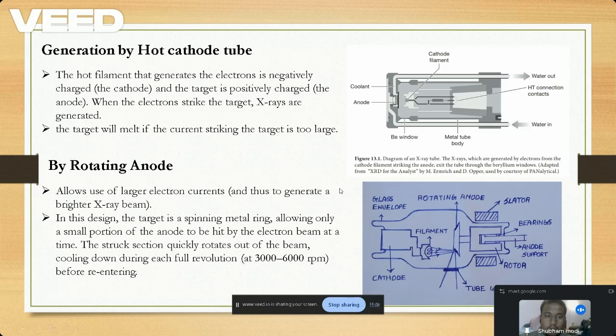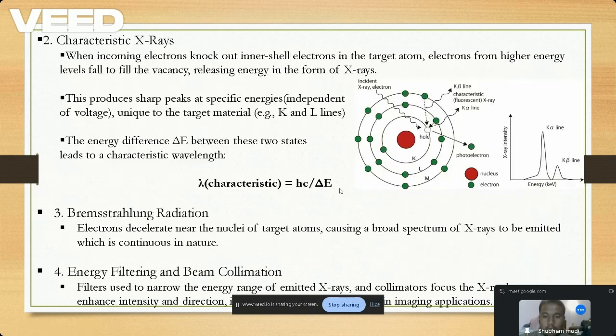And now moving to the next slide. The characteristic X-rays: when incoming electrons knock out inner electrons, meaning whenever an external photon comes, the electron gets excited, and when it reverts back, it emits X-rays. This produces sharp peaks at specific energies, independent of voltage, unique to the target metal.